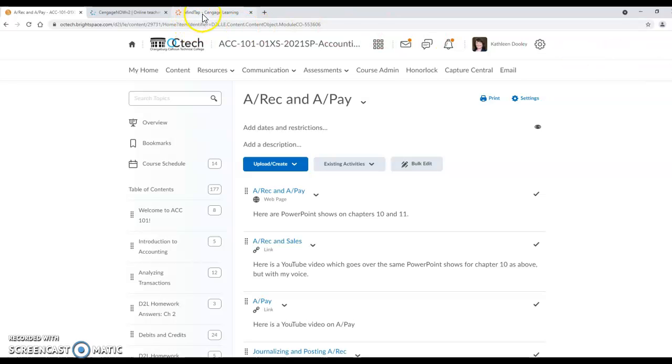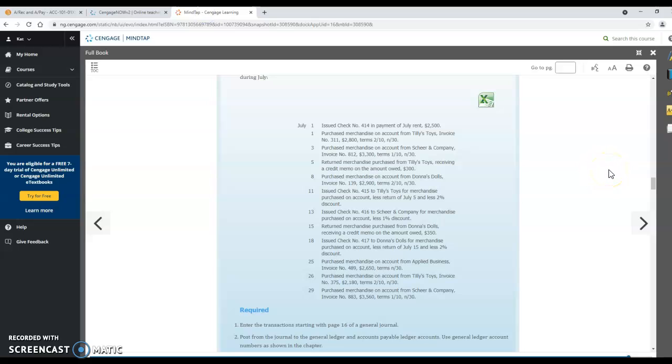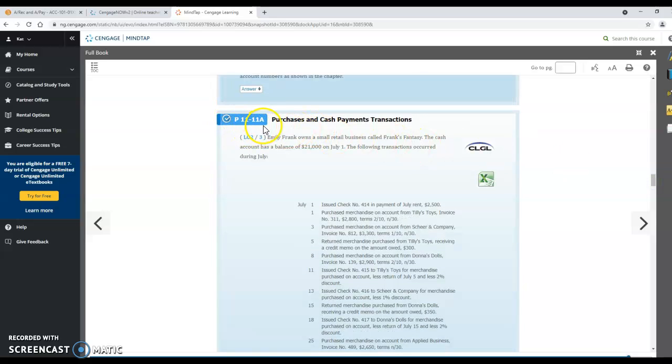Okay, so we need to take a look in your ebook. Here is the problem, problem 11-11A. This is Emily Franks, who owns Frank's Fantasy. A cash account has a balance of $21,000. That's one of the things that you're going to want to do: look at the beginning paragraph and see if there are any beginning balances that need to be put into the ledgers before you start on the transactions. So I'm going to bring up the ledgers.